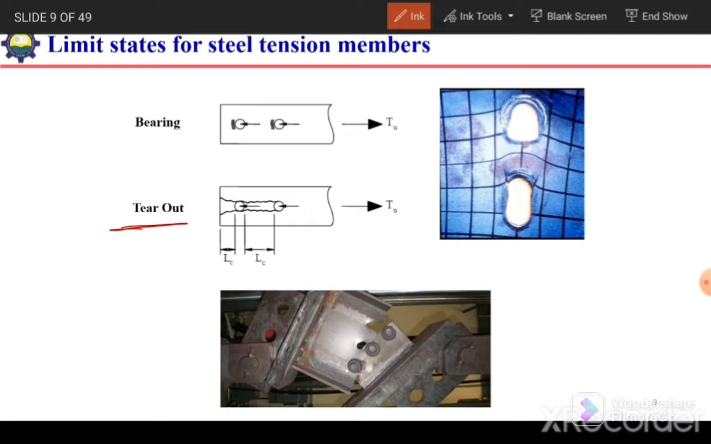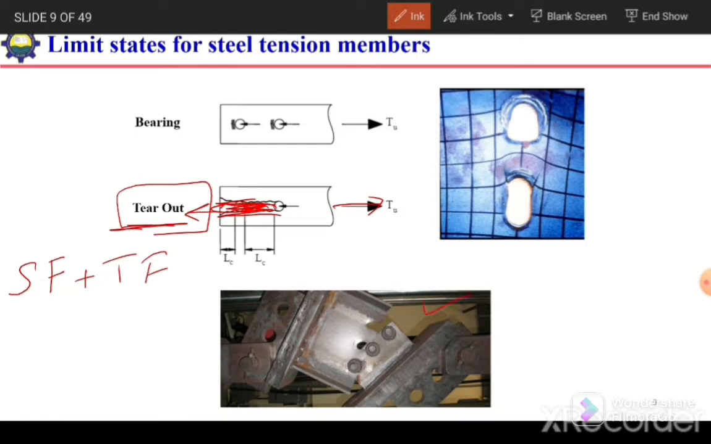Okay, next is tear out failure. It is similar to block shear, but in block shear we have shear rupture plus tension rupture. In the case of tear out failure, especially when the connection is a pin connection, we have a single line of bolts or a single bolt. In that case the material can rupture along the direction of this applied force at the edges of this bolt, and this much portion of the plate can tear out of this plate. Such type of failure is termed tear out.